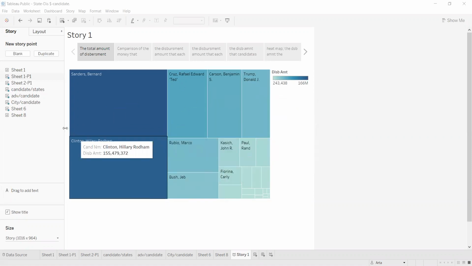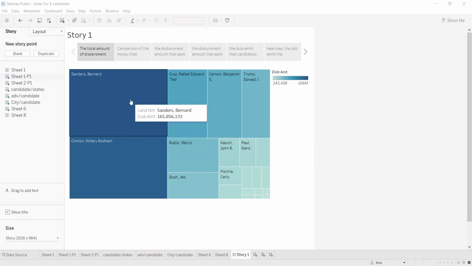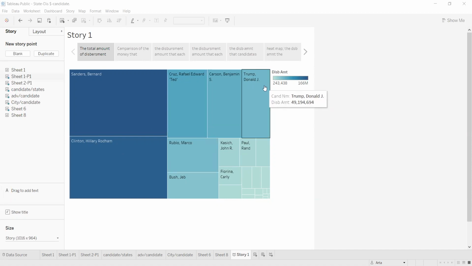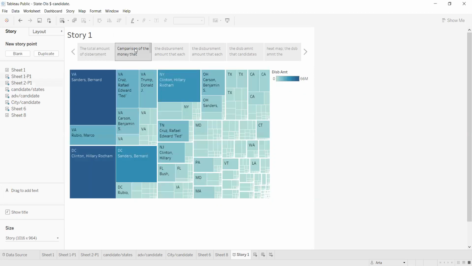This tree map, as you can see, I compared different candidates in terms of the money they spent for the election in 2016, 4 years ago. As you can see, Bernard Sanders spent around $166 million for election, and Hillary spent more around $156 million for the election, and Donald Trump, who won the election, he spent more than $49 million.